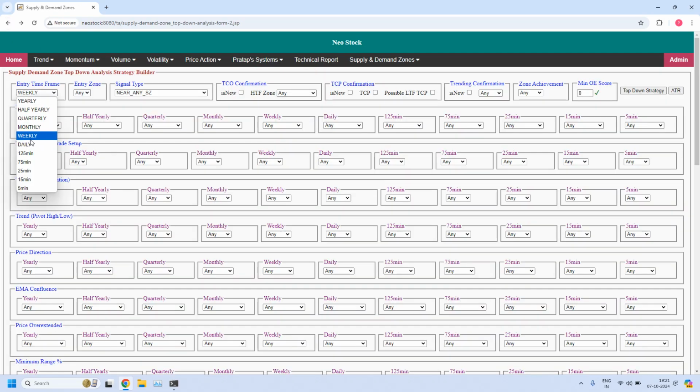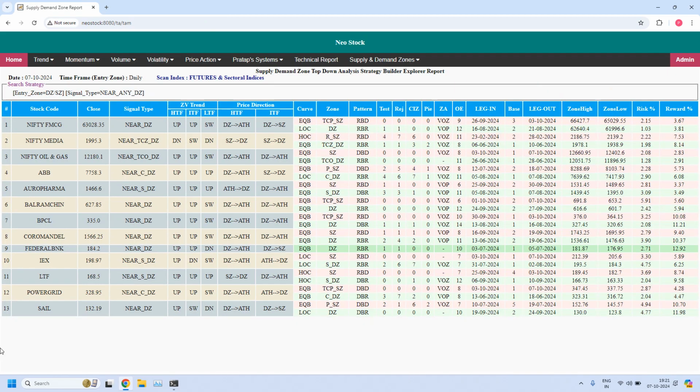Next time frame is daily. Entry time frame daily. Let us find the stocks near daily demand zone. 13 stocks are filtered. Let us identify high liquidity daily demand zones from this list. ABB is pierced, so it's not valid. Always look into the pierced column. If pierced count is not 0, it's an invalid stock. I mean, it's not valid for trading.